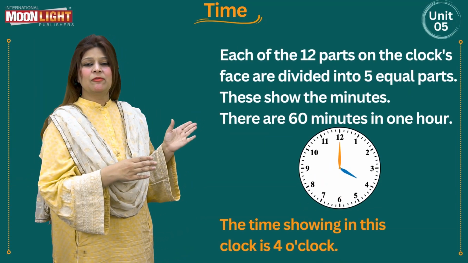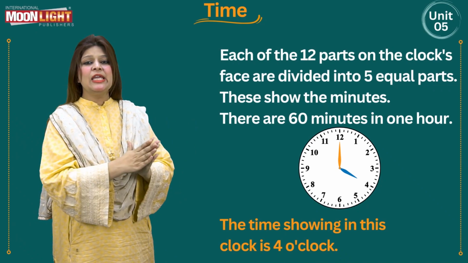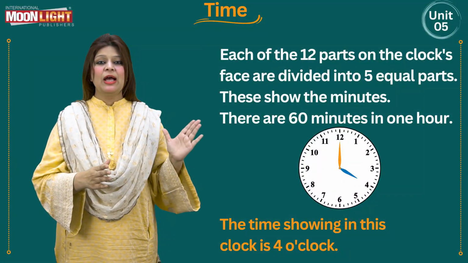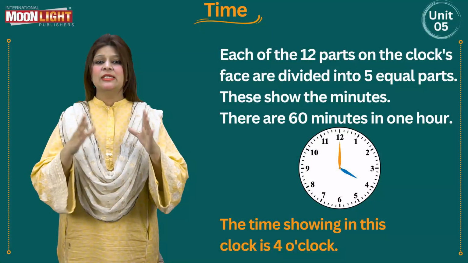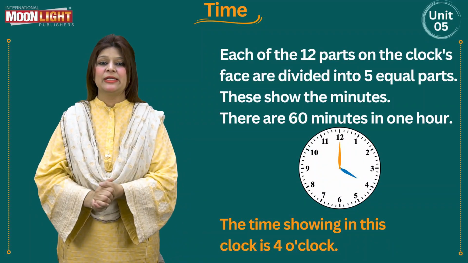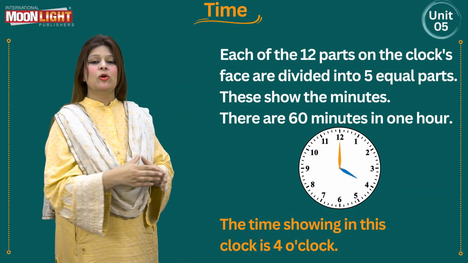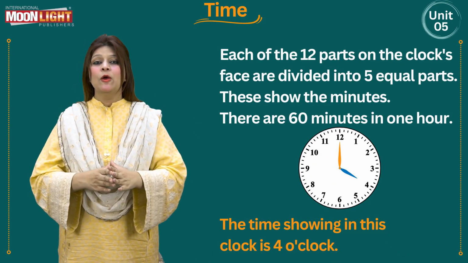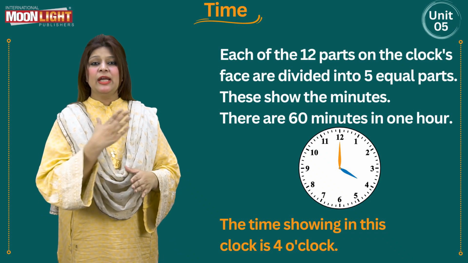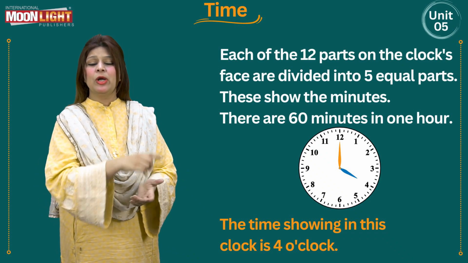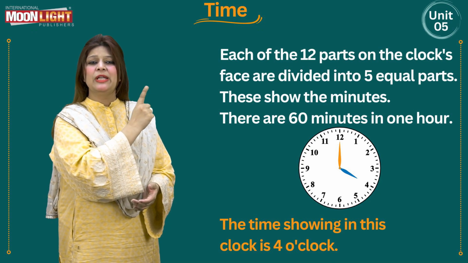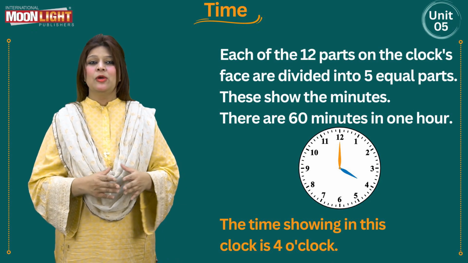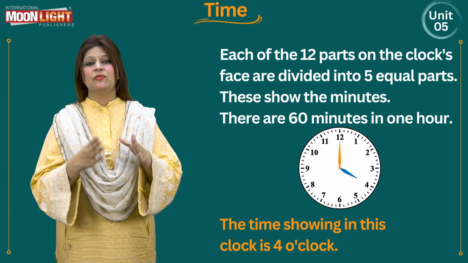Right now, you can check one more interesting thing. Each of the 12 parts on the clock face is divided into 5 equal intervals. These intervals are showing you the minutes. You can check the small lines on your clock on the screen. These small lines are minute lines, or minute intervals. There are 60 minutes in 1 hour, so if you count these small lines all the way around to the number 12, you will have 60 lines altogether. The time shown in this clock is 4 o'clock.